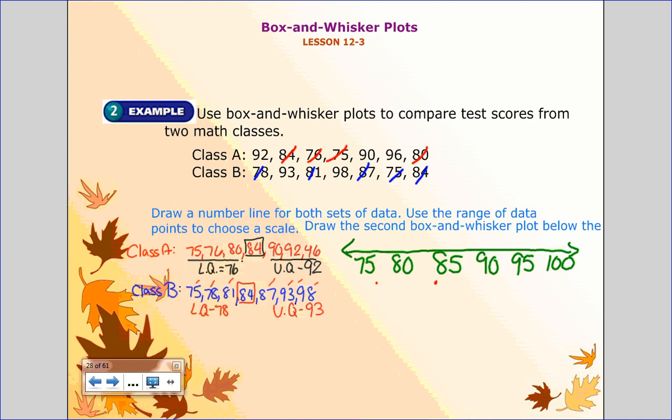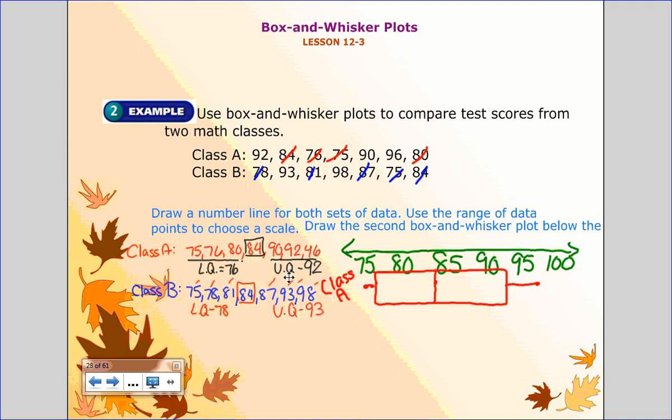And my upper quartile is at 92, which is right about there. I'm going to make my box by connecting the upper and lower quartile and put a line right down the middle at the median. And then from there, again, we need to do the whiskers. My smallest number was 75, which is right there. And then my largest was 96, which is right there. There's class A. And I would label it along the side so you know which one is which.